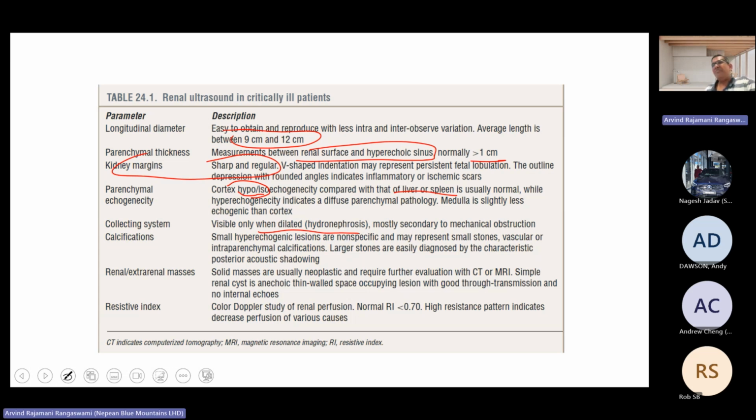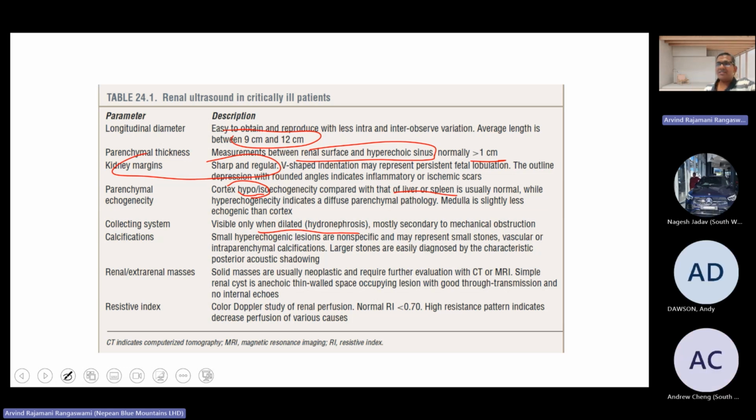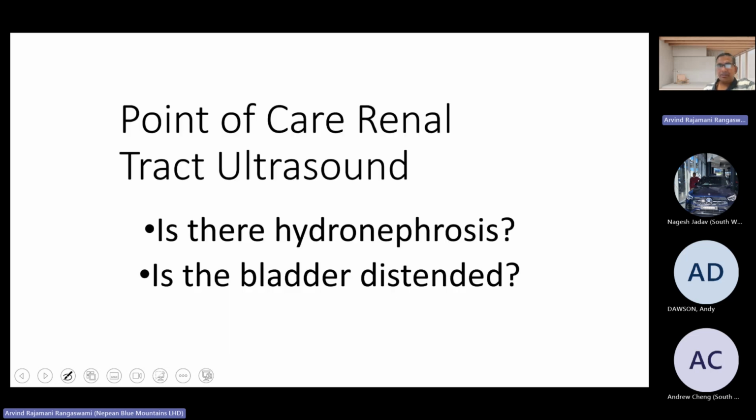Calcifications, you can have stones. It's very, very difficult to identify renal stones compared to gallbladder stones, and I'll come to that in a minute. Renal masses are, again, depending on the echogenicity of the mass, renal masses may be difficult. If you have a cyst, for example, a simple cyst or polycystic kidney disease, that's quite easy to identify because a cyst is black compared to that of the kidney. However, if you have white tissue masses, then you need CT or MRI. And forget about the Doppler. That's not part of the basic ultrasound.